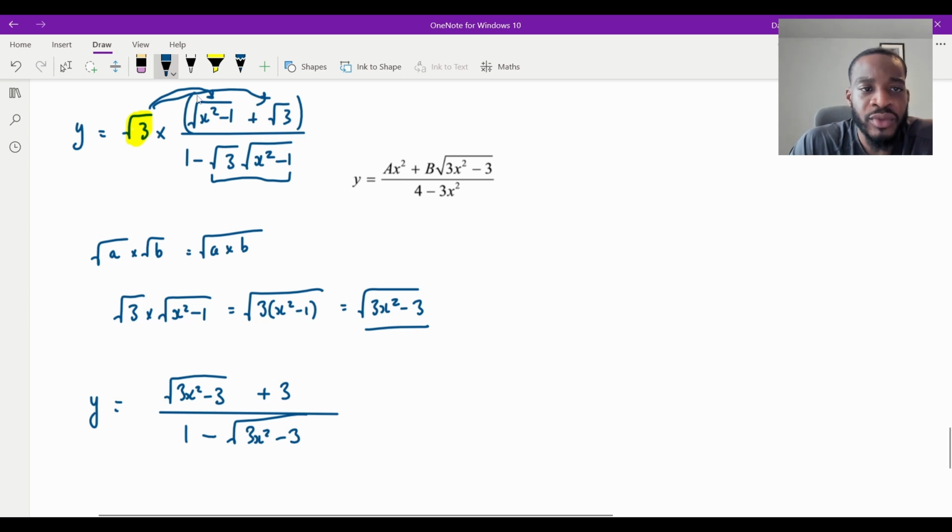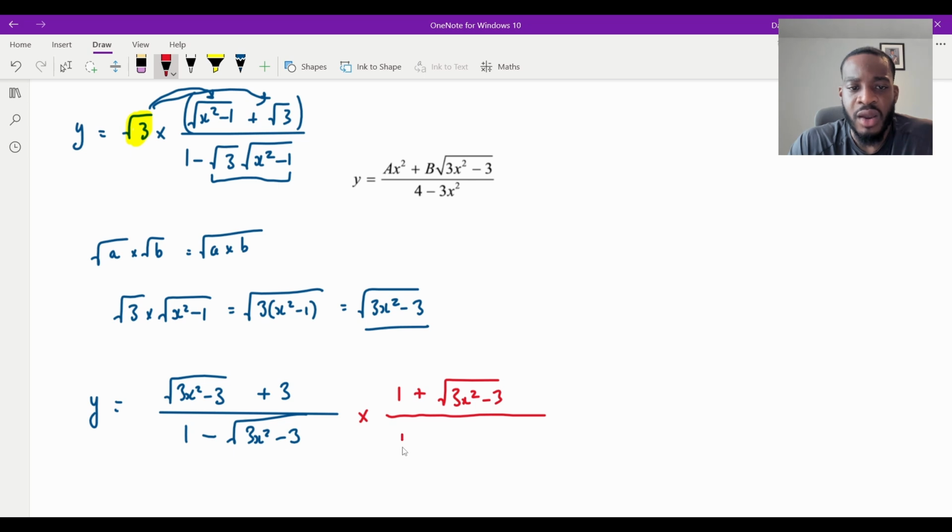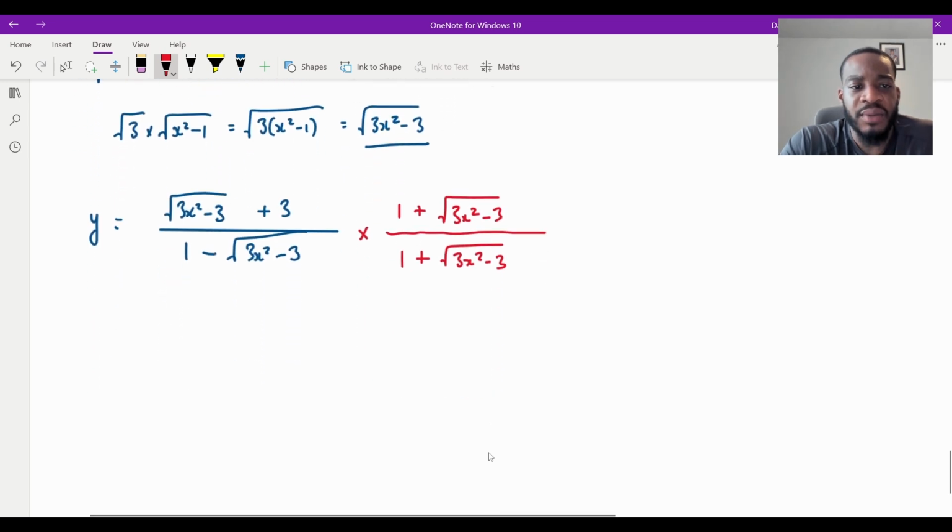So what I'm going to do, and obviously the concept is still the same, but the expression is a bit different, isn't it? Because it's algebraic. So if I rationalize, it's going to be 1 plus the square root of 3x squared take 3, and then 1 plus that, isn't it? Like that. Okay, so now I need to just tidy this up and see what I get.